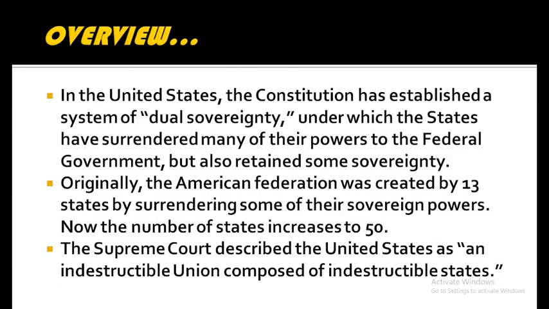In the United States, the Constitution has established a system of dual sovereignty under which the states have surrendered many of their powers to the federal government, but also retain some sovereignty. Originally, the American Federation was created by 13 states by surrendering some of their sovereign powers. However, the number of these states has increased to 50 at present.